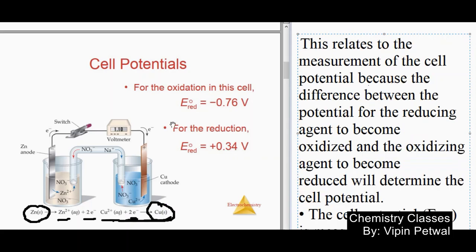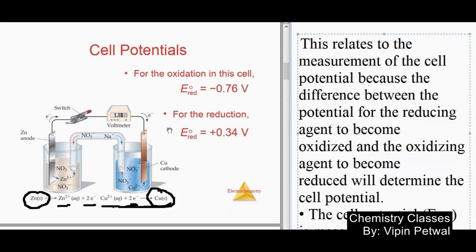Is that clear? And this relates to the measurement of the cell potential, because the difference between the potential for the reducing agent to become oxidized and the oxidizing agent to become reduced will determine the cell potential. What does it mean? If we have to determine the cell potential, look at the point I've written here: the difference between the potential for the reducing agent. Now which one is the reducing agent first?